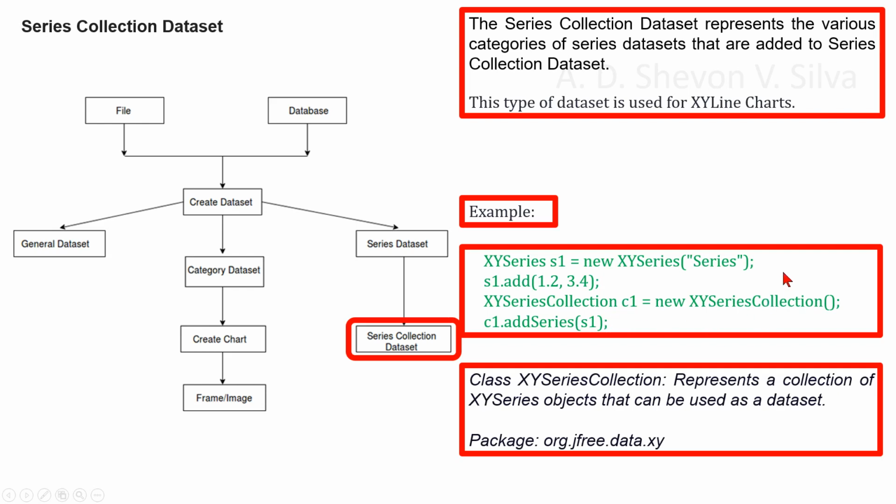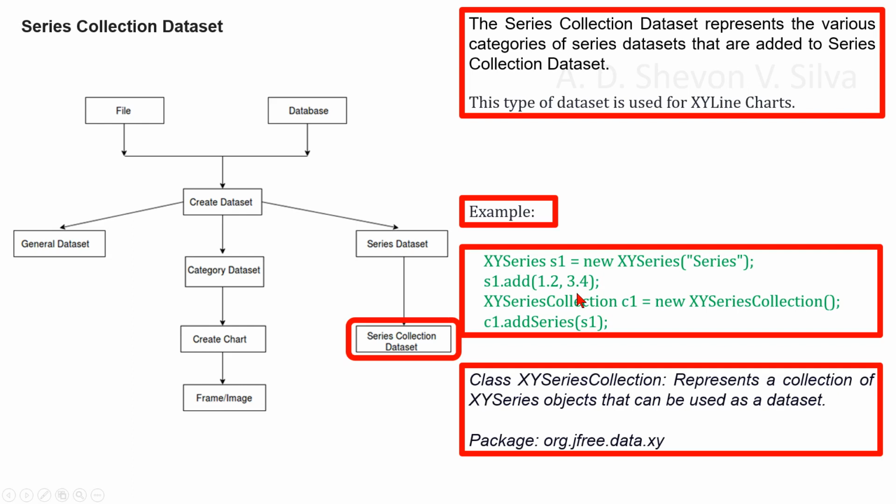The class XY series represents a sequence of 0 or more data items in X and Y form. By default, items in the series will be sorted into ascending order by X value, and duplicate X values are permitted. Both the sorting and duplicate defaults can be changed with the constructor. Y values can be null to represent missing values.